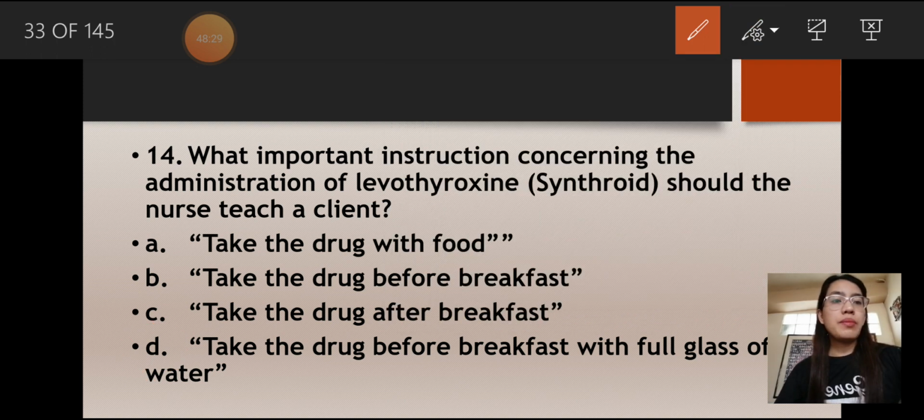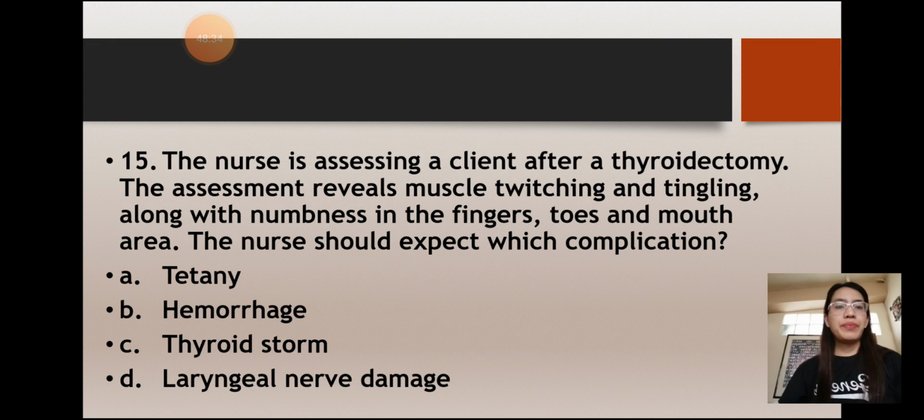Number 15. The nurse is assessing a client after thyroidectomy. The assessment reveals muscle twitching and tingling along with numbness in the fingers, toes, and mouth. So, even without looking at the options, immediately when you speak about thyroidectomy, tapos biglang nagkaroon ng mga muscle twitching, tingling, numbness, ibig sabihin nito, you have to think of calcium automatically, right? So, ano kaya naging complication? Is it A, tetany, B, hemorrhage, C, thyroid storm, or letter D, laryngeal nerve damage?